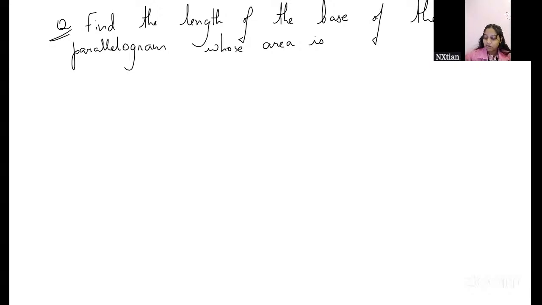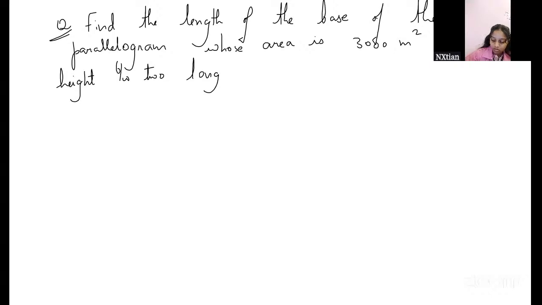whose area is 3000 meters square and the height between two long sides is 30. So we have the height. Again, don't get confused: height between the two long sides.